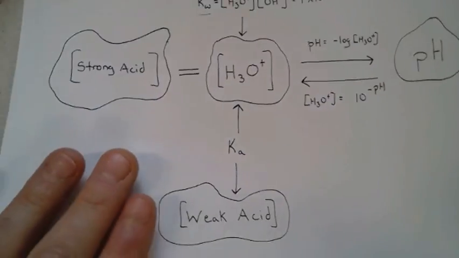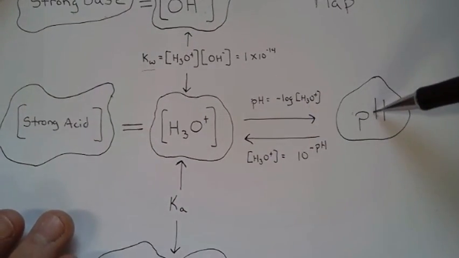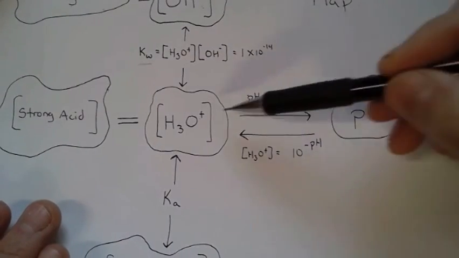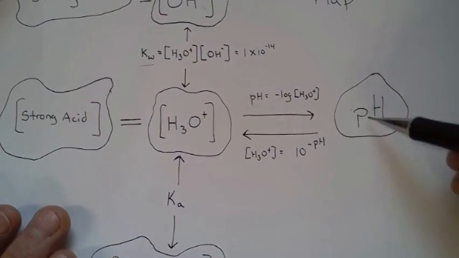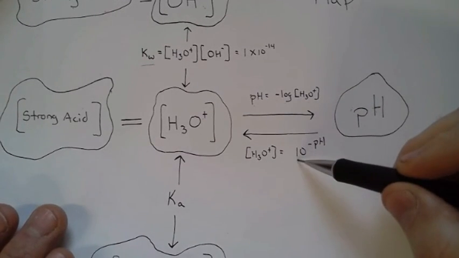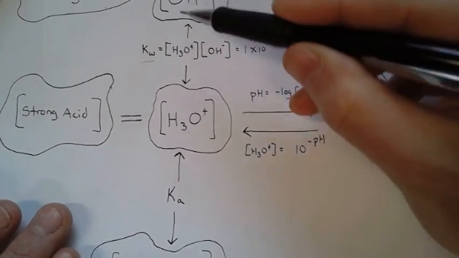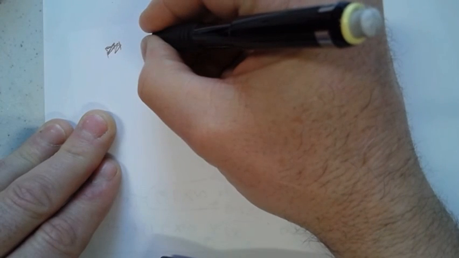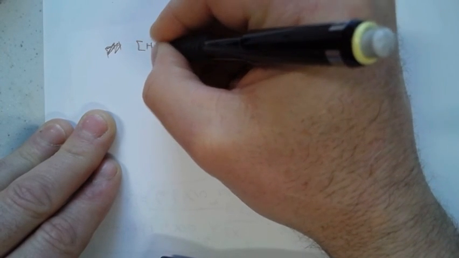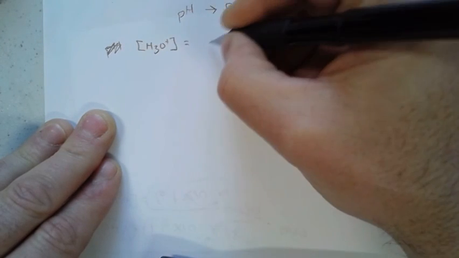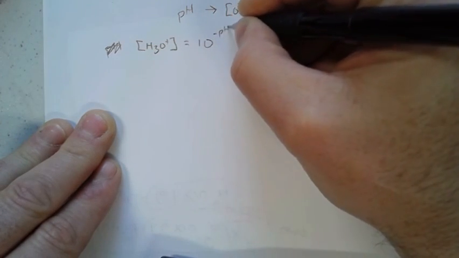Now, looking on my map, I see that if I'm starting here on pH and I'm going to OH, it's going to be a two-step process. The first is to use the pH in order to get to hydronium, and then use Kw to get to hydroxide. So, first step, I have the pH, it's going to be the concentration of hydronium is equal to 10 to the negative pH.